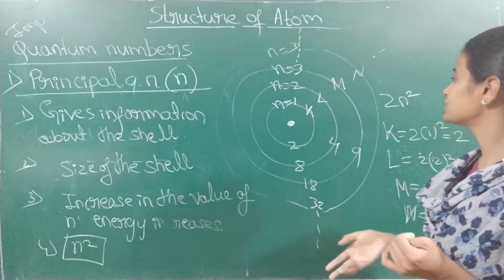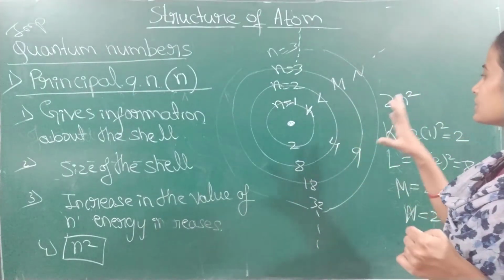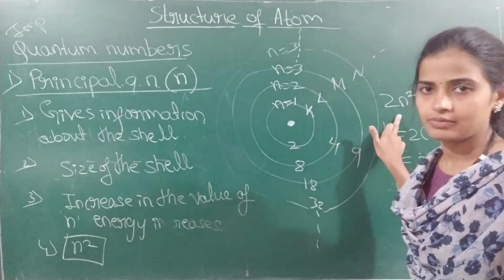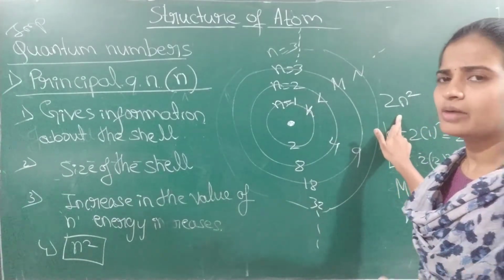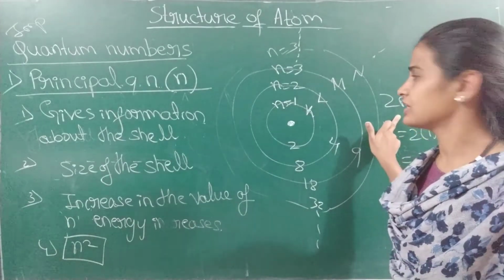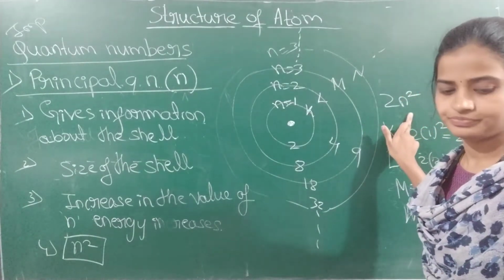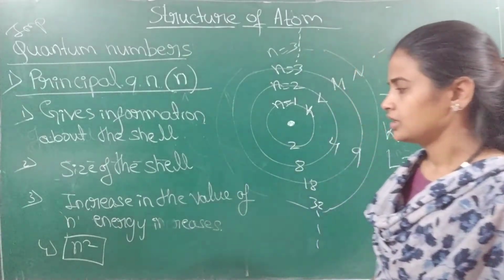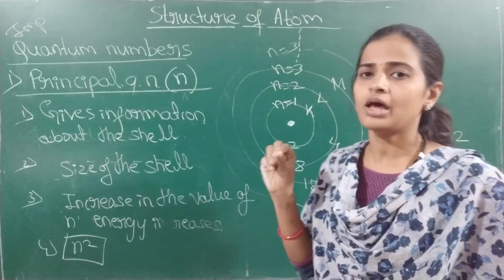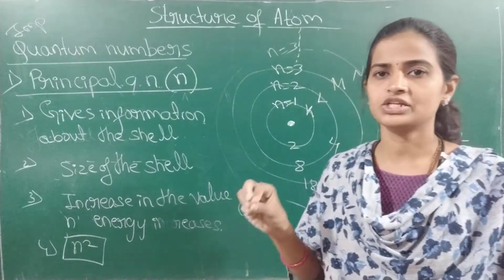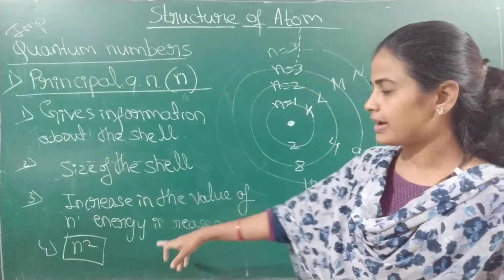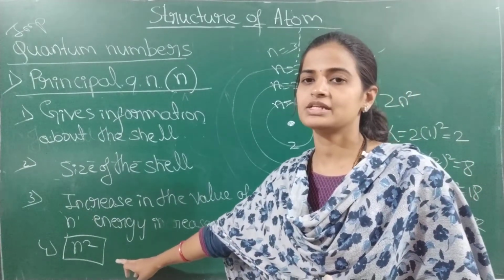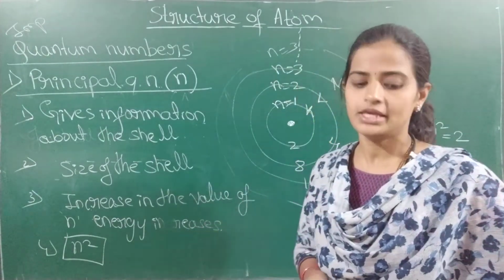Next point, it tells about the number of electrons present in the shell. The number of electrons present in a shell is given by 2n square. Got it? And the last point, the number of orbitals present in the shell is given by only n square.